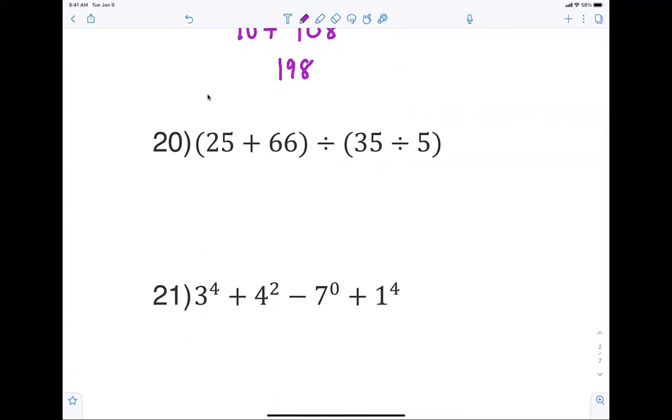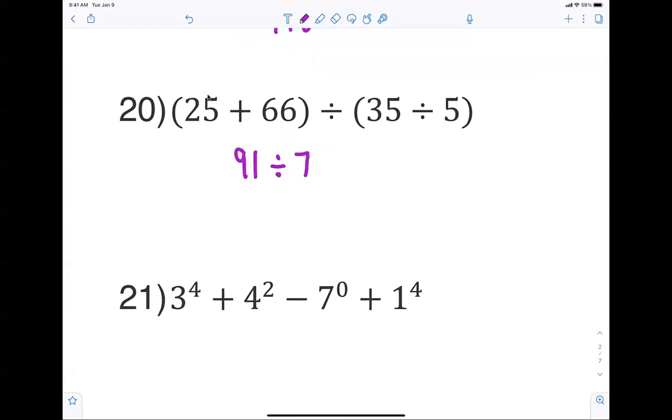All right, Eddie, what am I doing first? 25 plus 66. And what is that? 91. Good job, buddy. And then what? 35 divided by 5. Which is? 7. Uh-huh. Now do your mental math on that. 9 goes into 7. How many left over? 2.